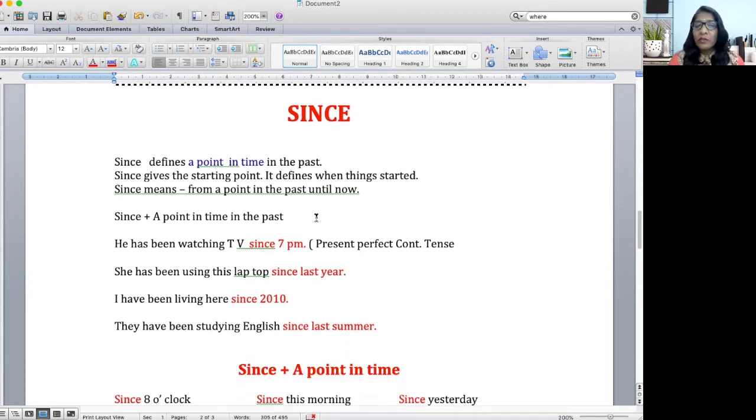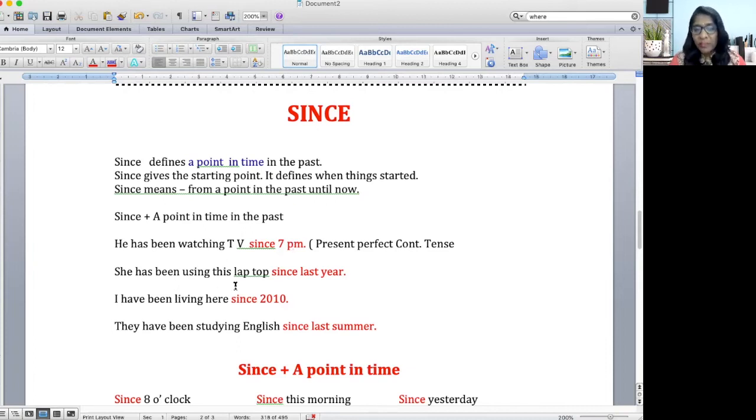Please note, since is used only in perfect tenses. You cannot use since in all the tenses like for. For can be used in simple present, past, and future, but since we can use only in perfect tenses. Let us see the example. He has been watching TV since 7 p.m. This sentence is present perfect continuous tense, right? Here, since 7 p.m. is a point in time.